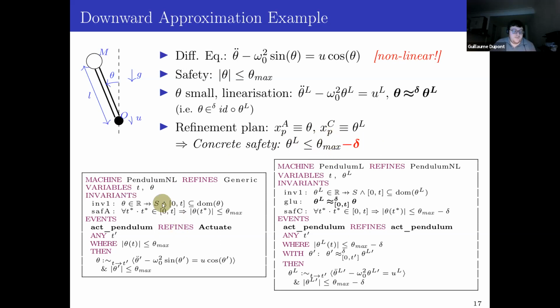So basically what we have is here on the left-hand side, the nonlinear pendulum panel here, with theta and the safety invariant, which is theta is below theta max. And on the right-hand side, we have the pendulum with theta L. Theta L is approximately equal to theta, so this is a continuous invariant. And you have here the invariant that is strengthened by delta. So basically, you can calculate this invariant using the shrinking I mentioned before. Yes, and basically, if you have this shrinking, actually, it's the largest invariant that is still compatible with the system. So this is a good example of downward approximation.